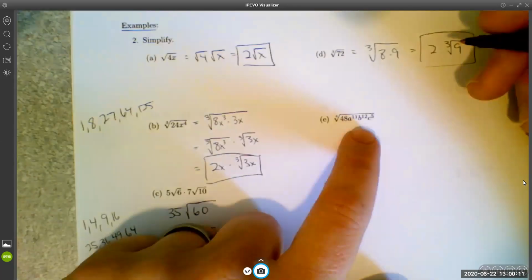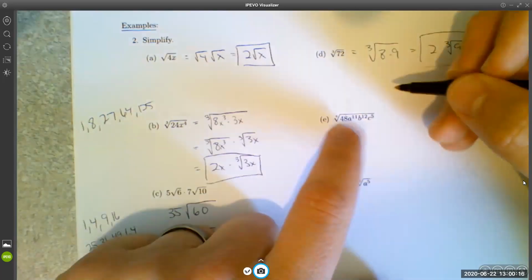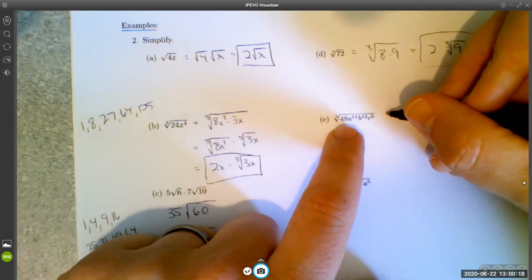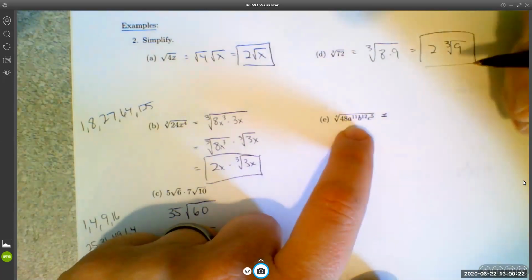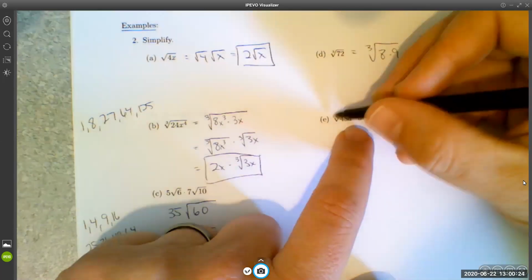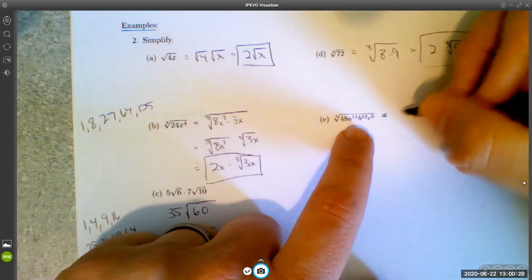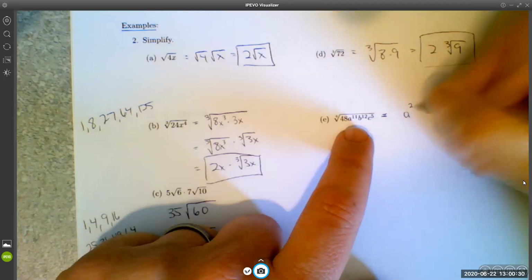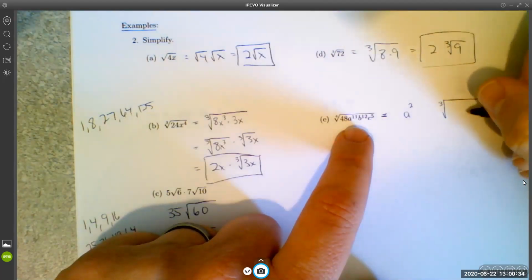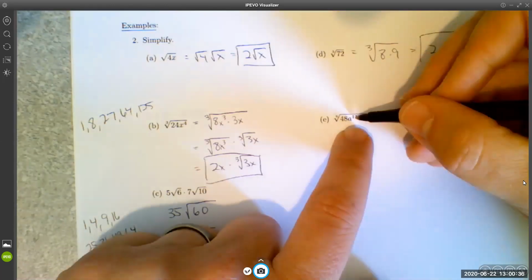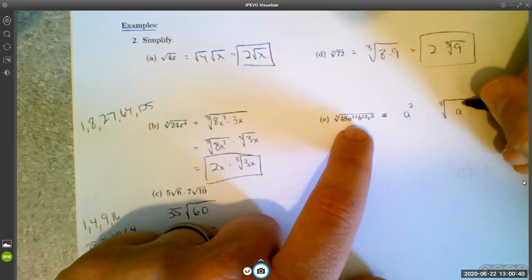So as it relates to a to the 11th, b to the 12th, c to the 5th, now the 48 we'll have to take care of separately, but just as far as the variables are concerned, I can think of 11 divided by 4. How many times does 4 go into 11? Well, it goes in twice, right? So I'm going to have an a squared on the outside of the radical. And then on the inside of the radical, how many do I have left over? 4 goes into 11 twice with 3 left over. So I'm going to have an a cubed left over.